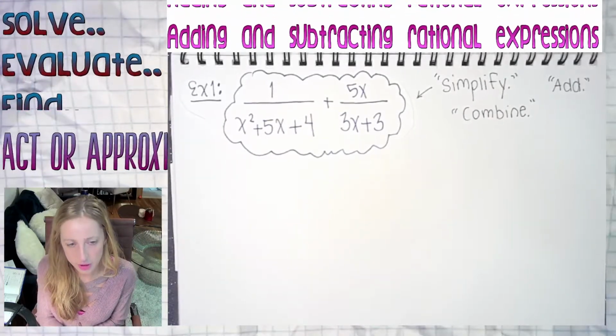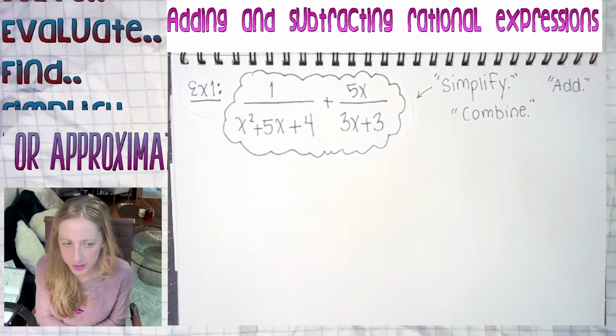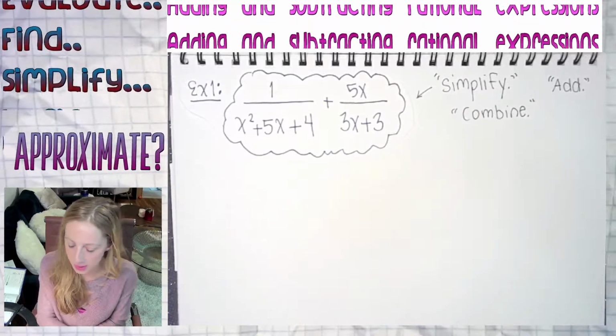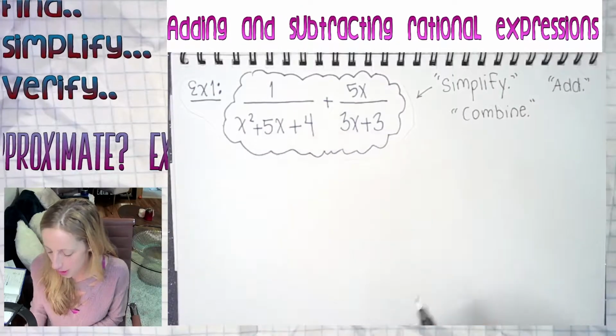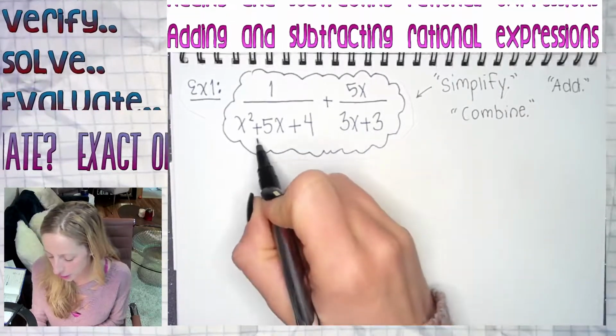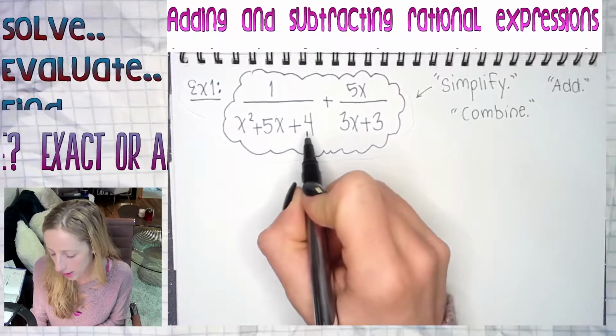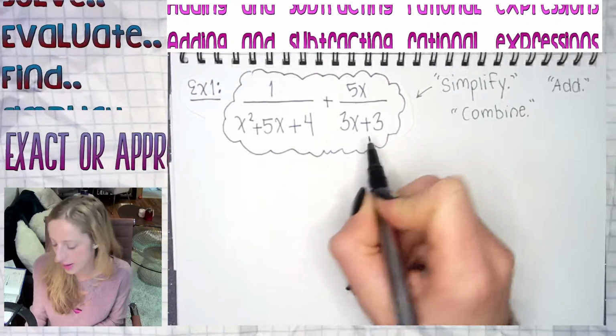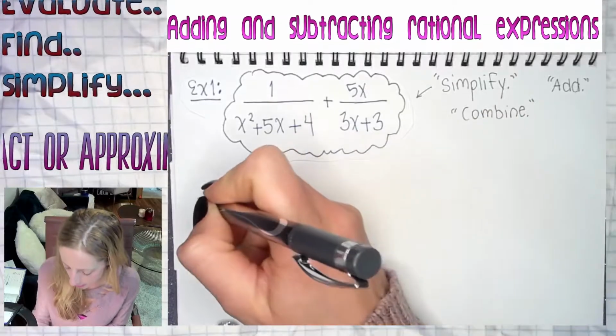Factor your denominators for sure. Numerators, you don't factor till the end. We'll get into that later. Factor your denominators. Which denominator do you want to factor first: the one on the left, the quadratic trinomial, or the one on the right, the linear binomial? Does anyone have a preference?